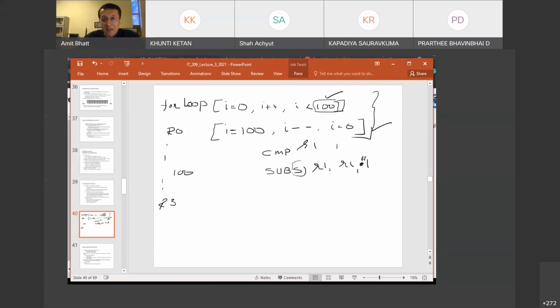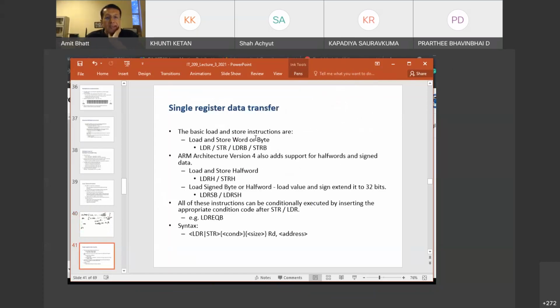Whether you are using ARM or anything else, because the max value storage will take up another register, and registers are very valuable. You don't want to unnecessarily use up a register. I hope this concept is clear. Okay, now there are interesting things.